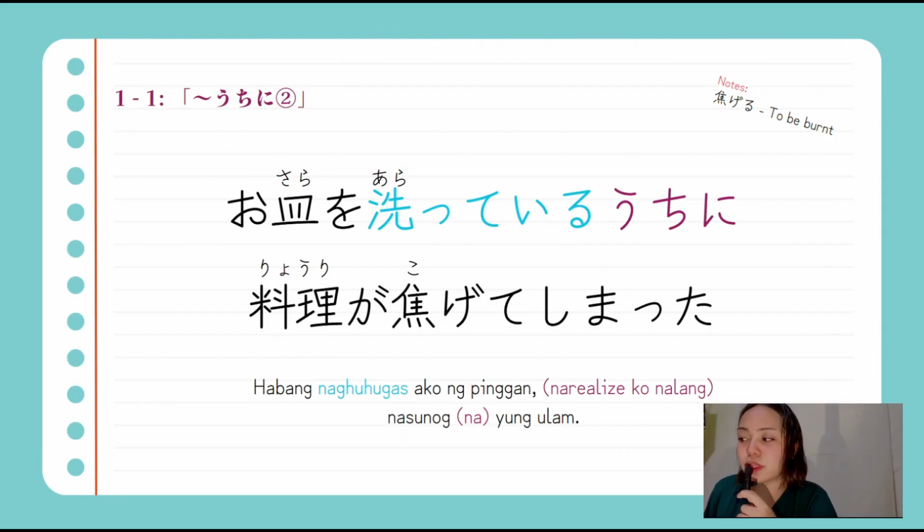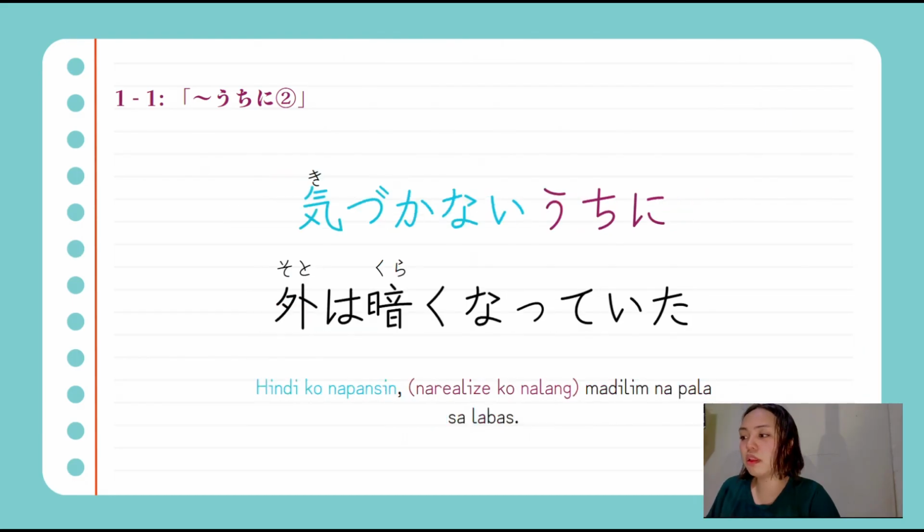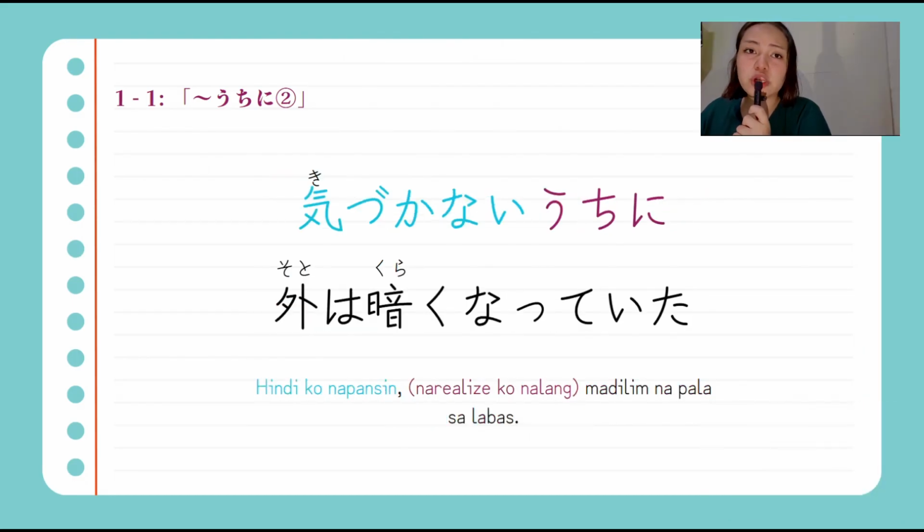Osara o aratteiru uchi ni ryori ga kogete shimatta. Habang naghugas ako ng pinggan, na-realize ko na lang nasunog na yung ulam. So here, minasan, I recommend that you just memorize this one as a set phrase. That is what I usually do when learning Japanese. So meron po tayo ditong kizukanai uchi ni.